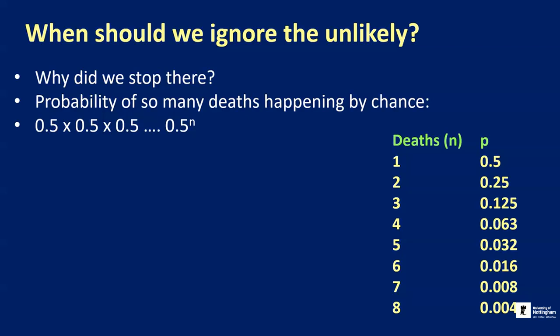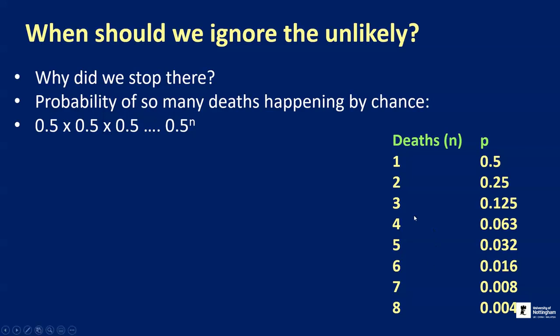And this goes on. So if you have 8 people in a row dying when the probability of any individual dying is 0.5, then the probability of seeing 8 people in a row die is about 4 in 1,000, 0.004. Think about it another way. If you've got a coin and you toss it 8 times, the chance of you getting 8 heads in a row is about 4 in 1,000, unless the coin is biased in some way.